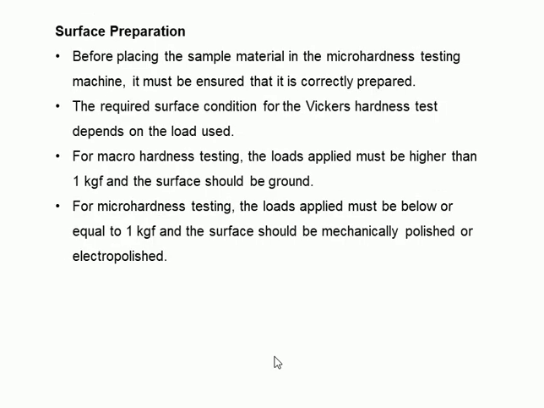Surface preparation for the Vickers hardness test. Before placing the sample material in the hardness testing machine, it must be ensured that it is correctly prepared. The required surface condition for the Vickers hardness test depends on the load to be used. For macro hardness testing, the load applied must be higher than 1 kgf and the surface should be ground. For micro hardness testing, the load applied must be below or equal to 1 kgf and the surface should be mechanically polished or electro polished.